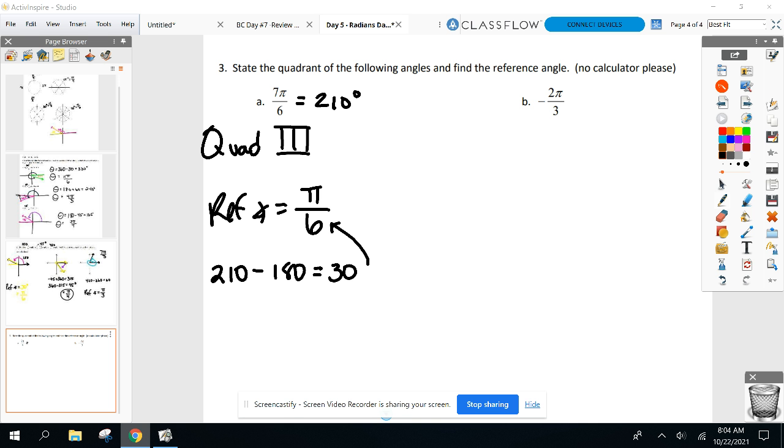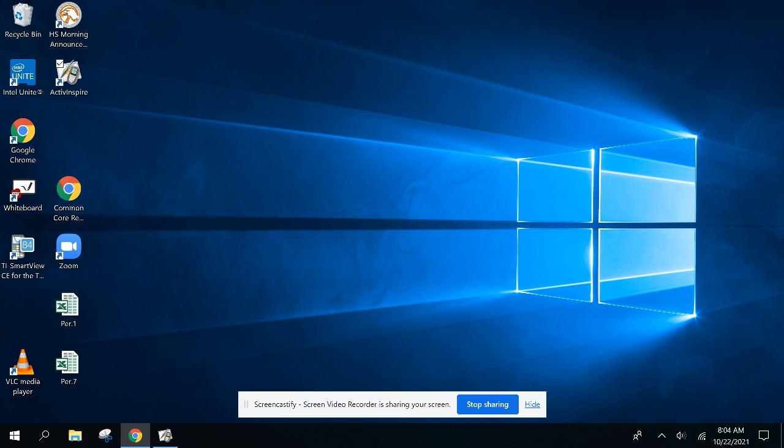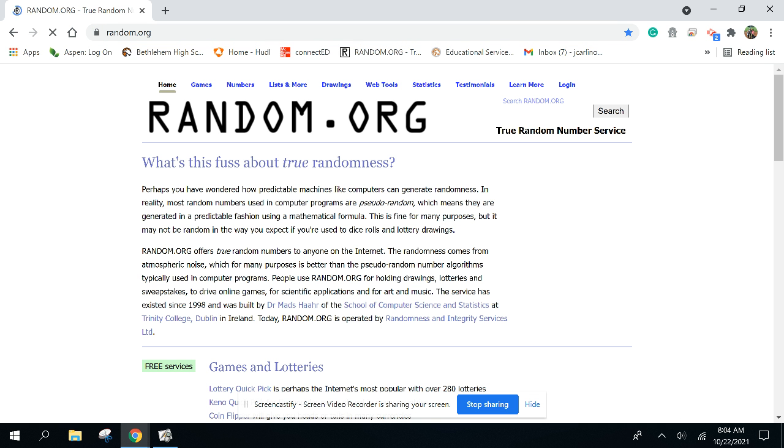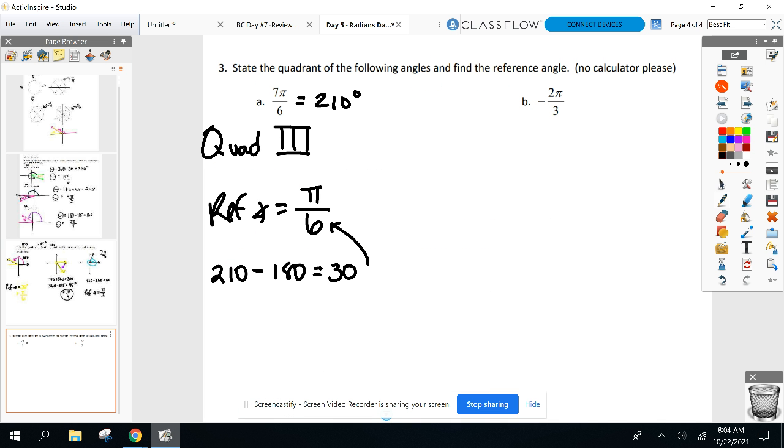Negative 2 pi over 3. Pi over 3 is what? Pi over 3 is 60 degrees. 60 times negative 2, negative 120. There you go. So this angle's equal to negative 120.